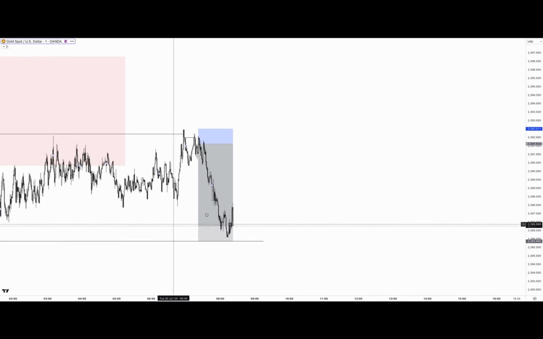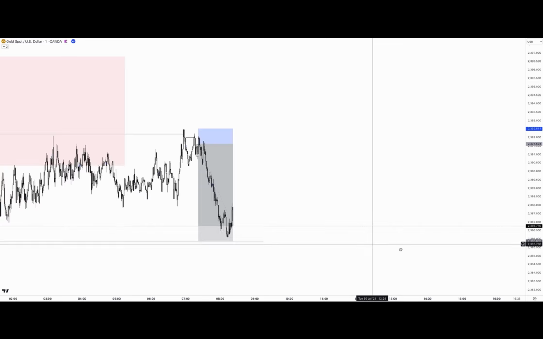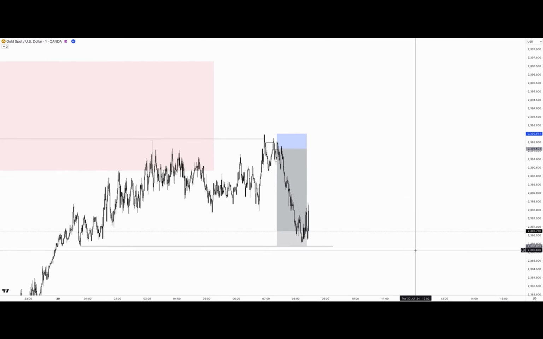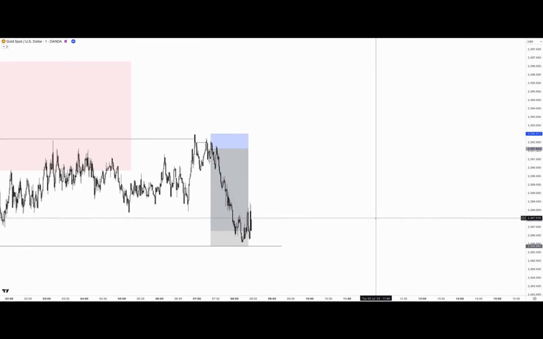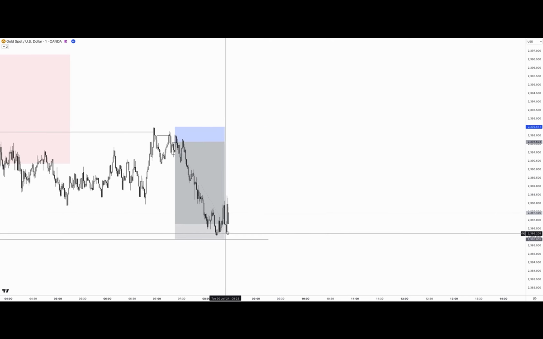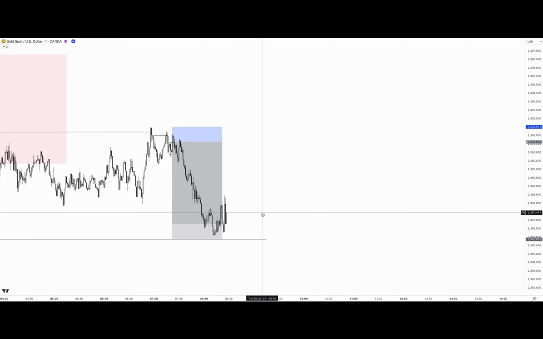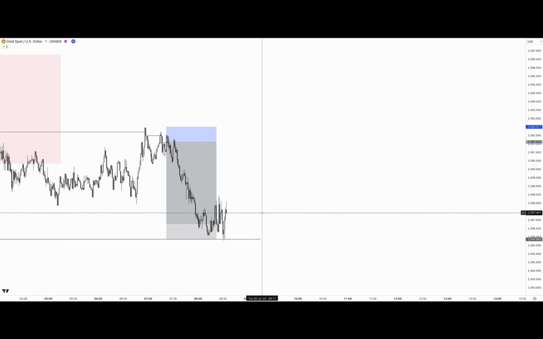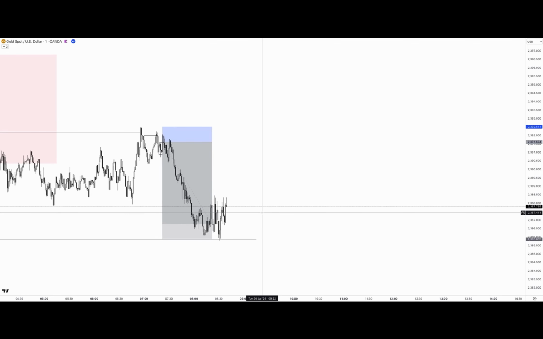Okay, you get your little BOS to the upside, inducing buyers. Comes and sweeps lows. Oh, so not only does it have a BOS to the upside, respects the low, has another BOS, and then finally comes and sweeps the low. Okay, so trapping buyers.